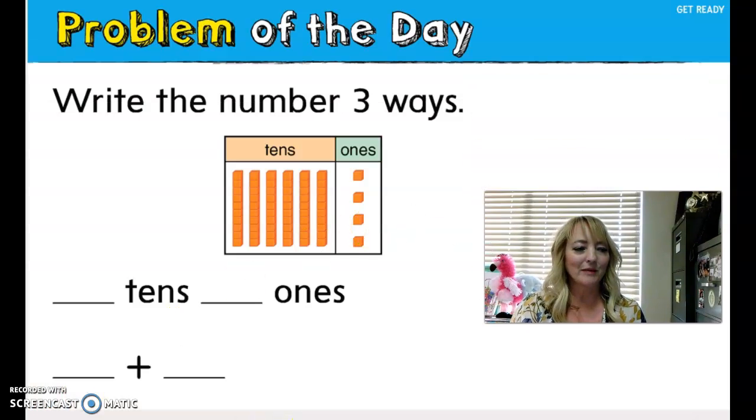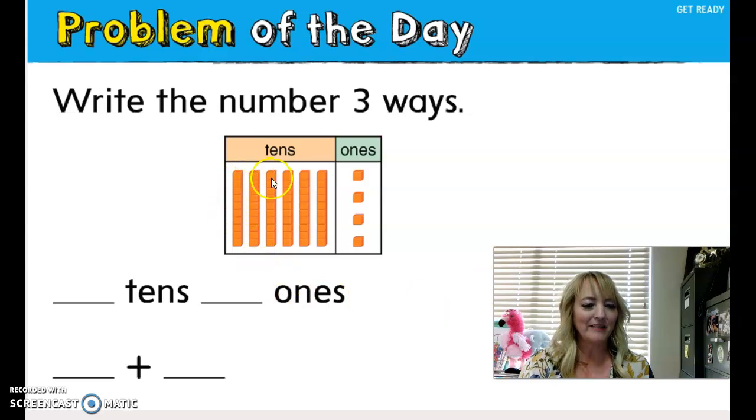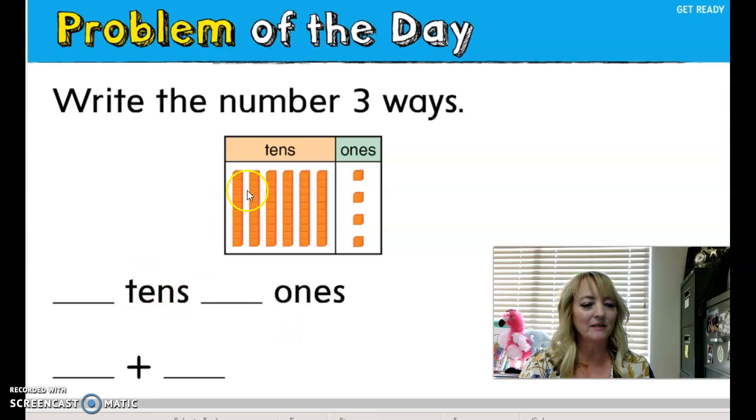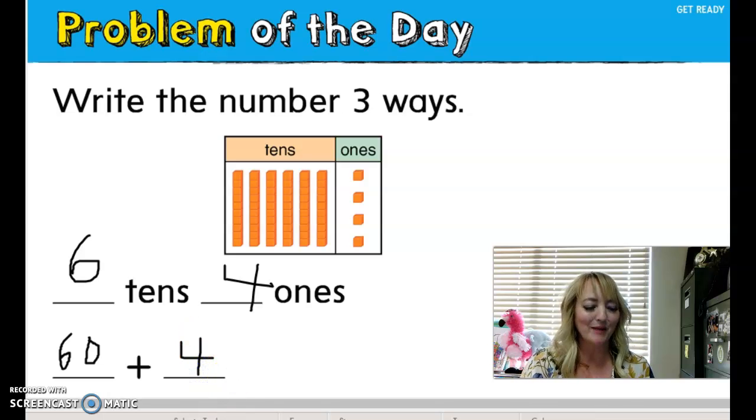Write the number 3 ways. So here we have tens and ones. Let's count my writing tools. Let's count the number of tens. 1, 2, 3, 4, 5, 6. 6 tens and how many ones? 4. So our number would be 64. And if we wanted to do that with expanded notation, we would say 60 plus 4. It is hard to write with that, so please excuse the really bad writing with a mouse.